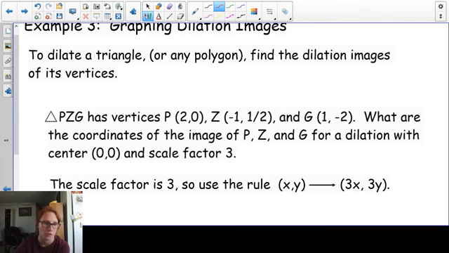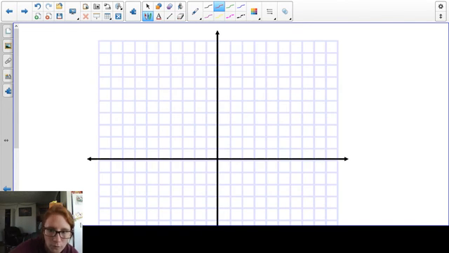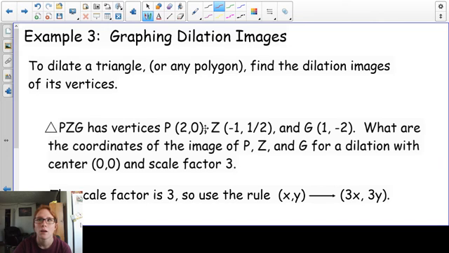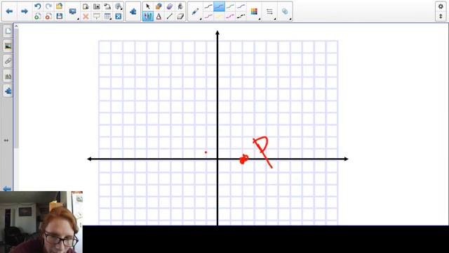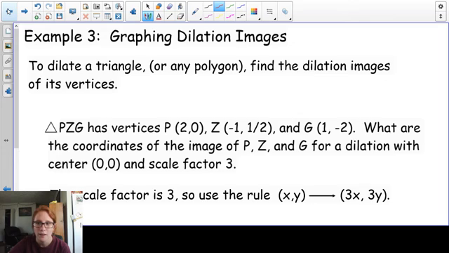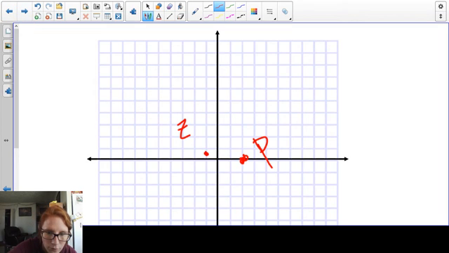So P's at 2, 0. And when I do these, I'm going to label all of my spots. So P's there. Z is at -1, 1/2. So -1 up about 1/2. And then G is 1, -2. Connect all of my dots together to make a triangle.